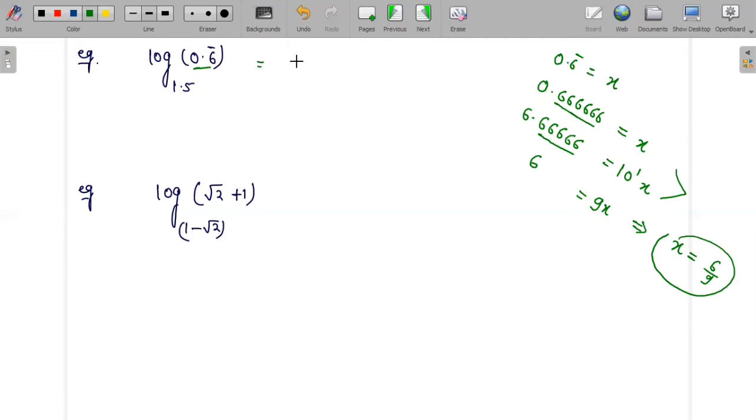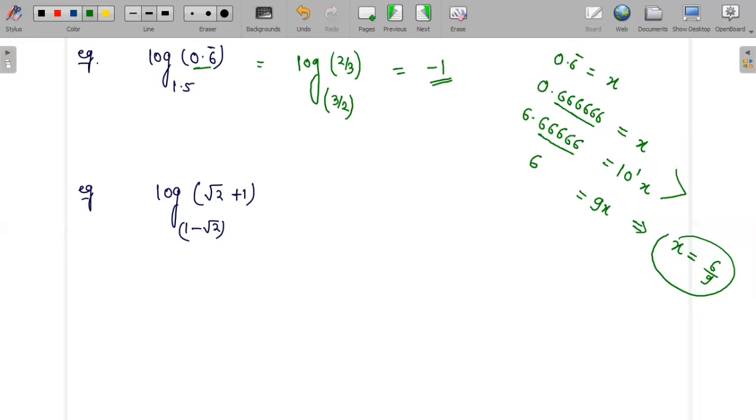Now, please have a look at this question. It is asking to give me the value of log 2 by 3 to the base 1.5, which is actually 3 by 2. The moment you realize that both this number and base are reciprocal to each other, you have your answer, and it is equals to -1.